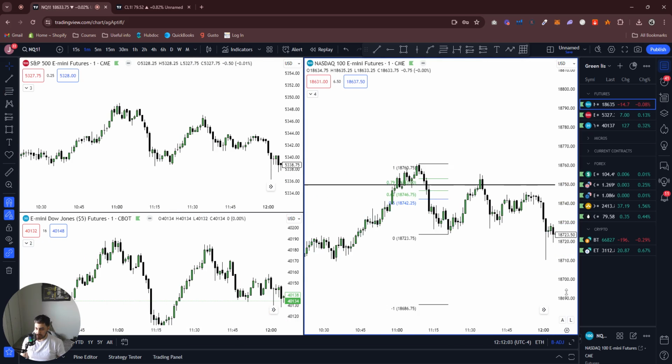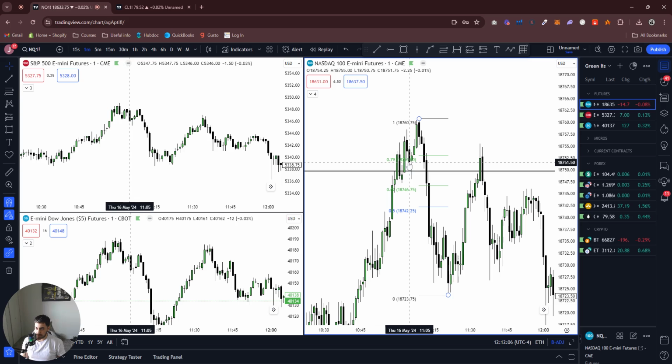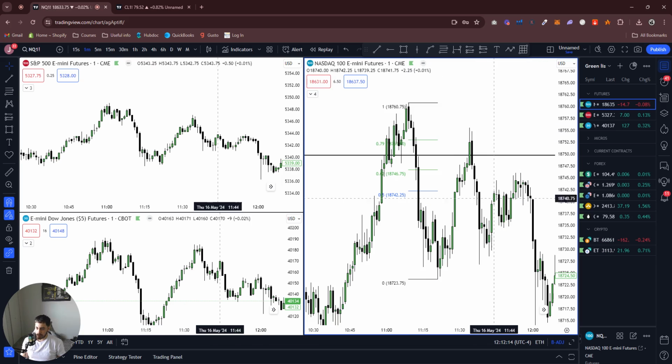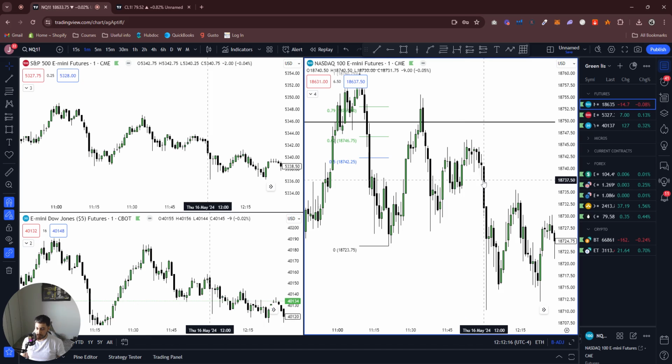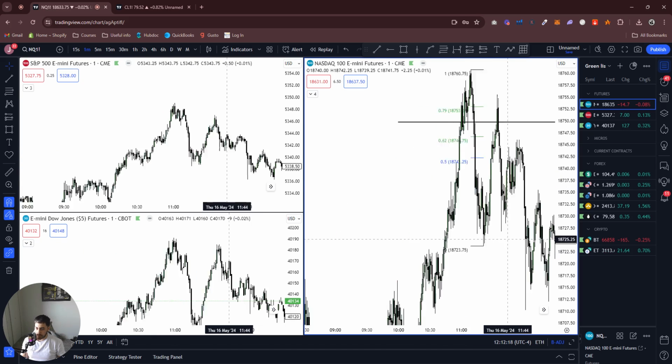And look at this, OTE. We retrace all the way back up to OTE, and then we tap what? The breaker block, fair value gap, right? Order block, CISD. We tap all these things, and then we go lower, right? And then 12 p.m. opens, we open lower, right?